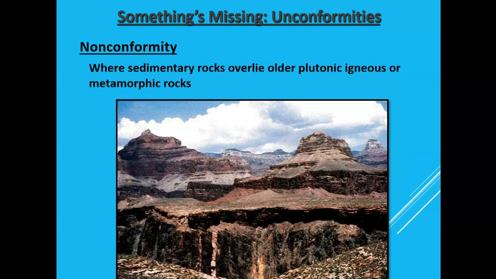And then a nonconformity is the last one, and this is about rock type. So we're not looking at relationships between orientations. We're saying, look, if you have a metamorphic rock on the bottom, or a plutonic igneous rock, not volcanic, the rocks that cooled and crystallized inside the earth, and you have sedimentary rocks on the top, it's a nonconformity no matter what.